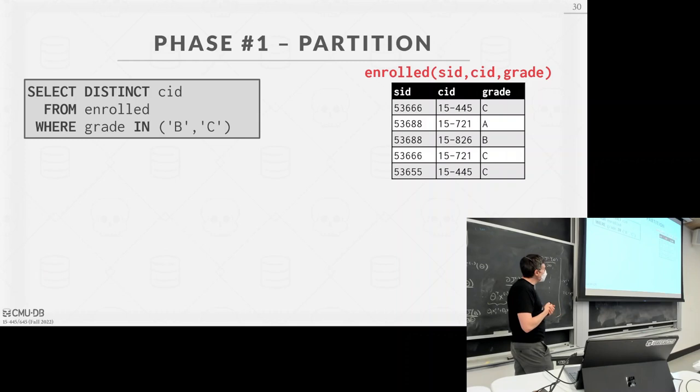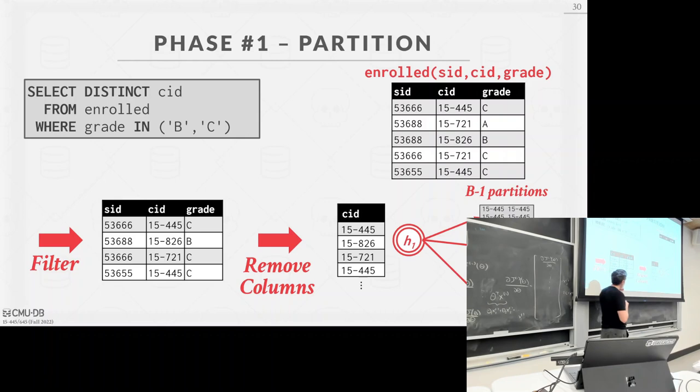So I do my filter, I remove the columns, and then now I'm going to scan through the output after the projection, and I'm going to apply the hash function. And I mod by the number of partitions that I have, and that's going to tell me which bucket I'm going to go to, right? And so in this case here, say there's a bunch of people taking 445, 645, so all those, and then keep filling it up.